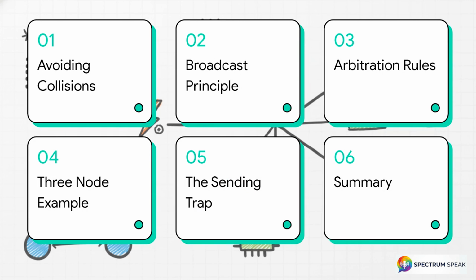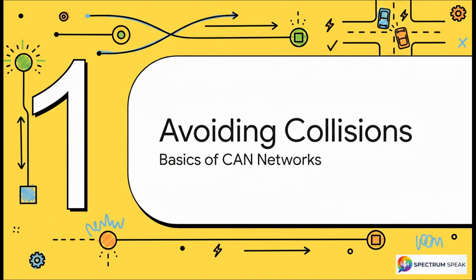Here's the game plan for today's deep dive. We'll start with avoiding network collisions, then look at the CAN broadcast principle and the actual rules of arbitration. After that, we'll walk through a real-world example with 3 CAN nodes, uncover a classic transmission gotcha, and wrap it all up with a quick summary. So, jumping straight into Section 1, avoiding network collisions.